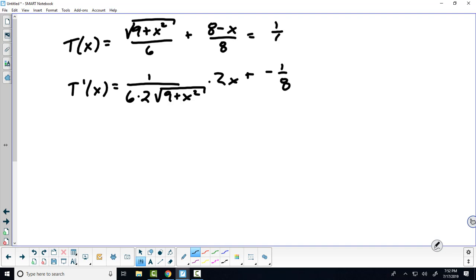Folks, I thought of this as 1/6 times the square root of 9 plus x squared, and I thought of this as plus 1 minus 1/8 x. True? Dividing that 8 into both terms on the right-hand side, so when I took the derivative, I just got minus 1/8. You okay with that? Please stop me if I lost you. There's a good chance, I mean, a third of the time this problem shows up on my tests.